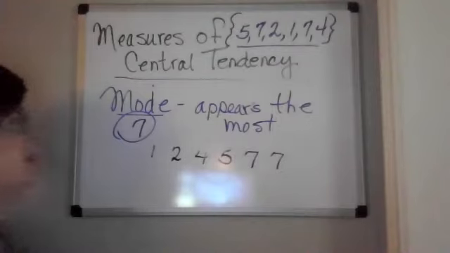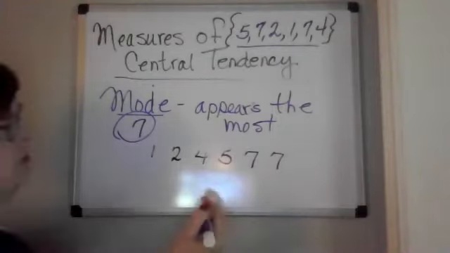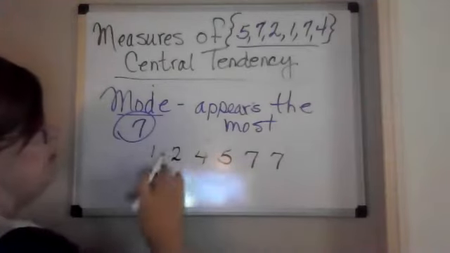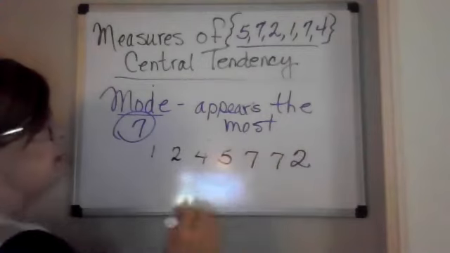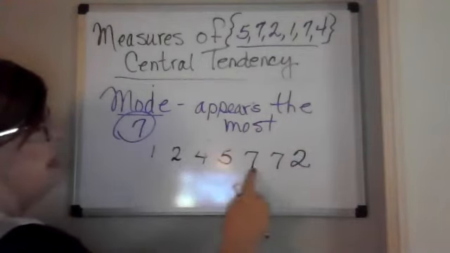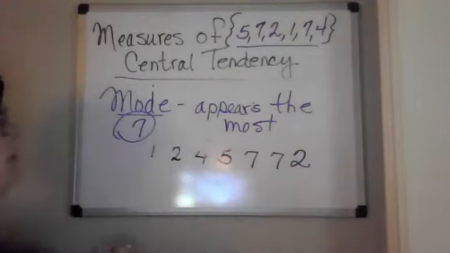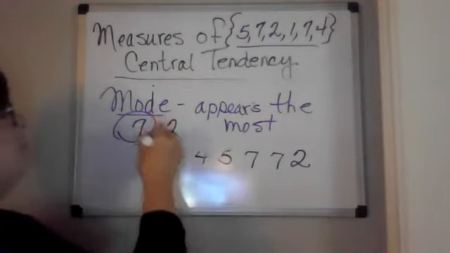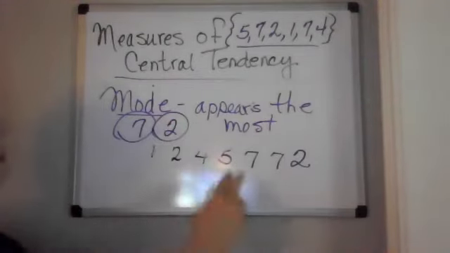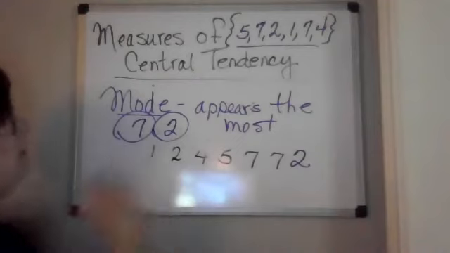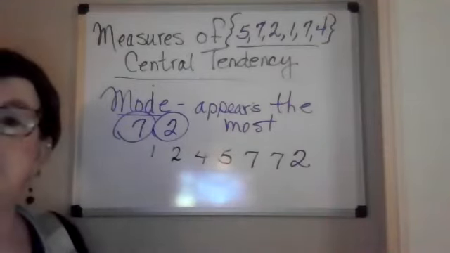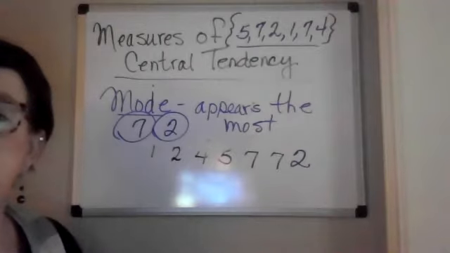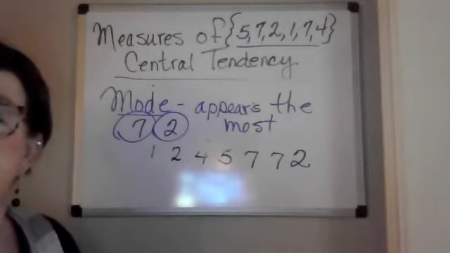Now, there is a possibility. I'm just going to do this for example. Maybe your list of numbers had another 2 in it, which means this and this appeared the most times. Well, you will have 2 modes then. You will have the mode of 7 and the mode of 2. Understood? Any questions on that?